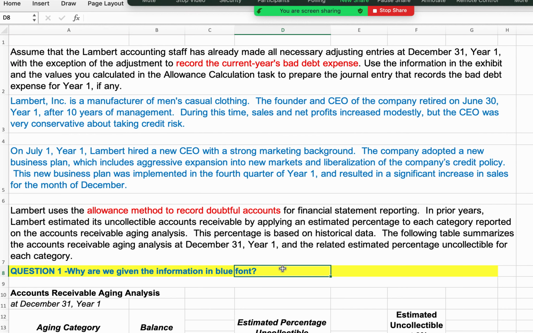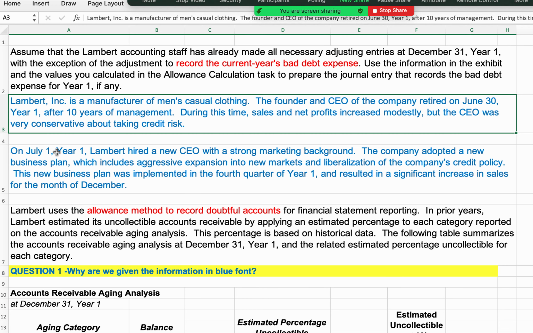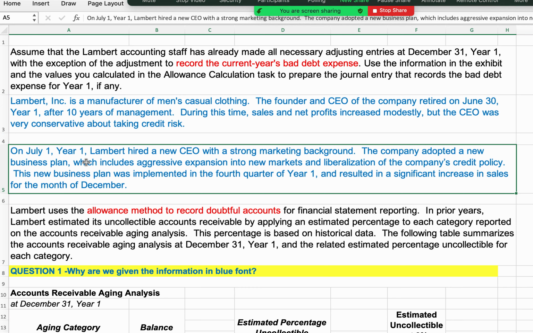Okay, perfect. Thank you so much. So my first question is, as I read this problem, I thought, why do I really need to know this information in blue? Is this information that we need to know? Probably we don't have to know this information, but as an accountant, you'll go into your client, or if you're a management accountant working for one company, you do need to have a feel for what's going on in the organization.